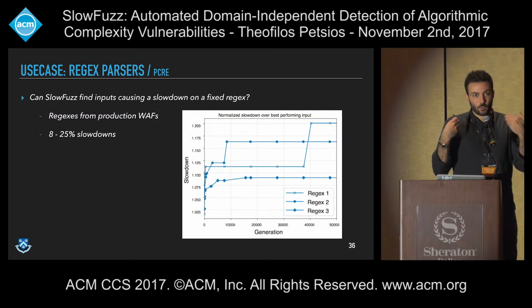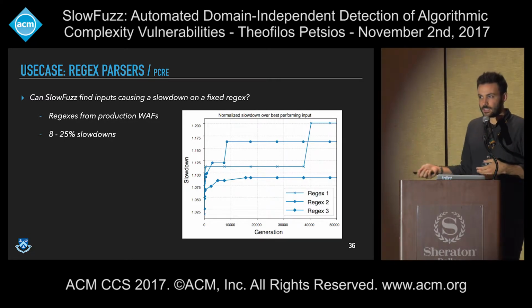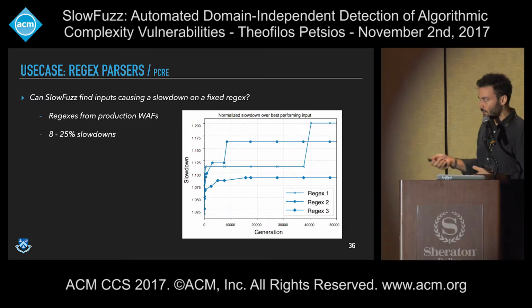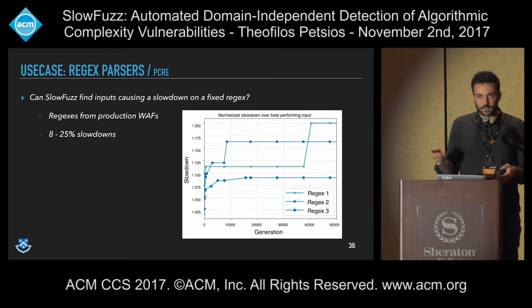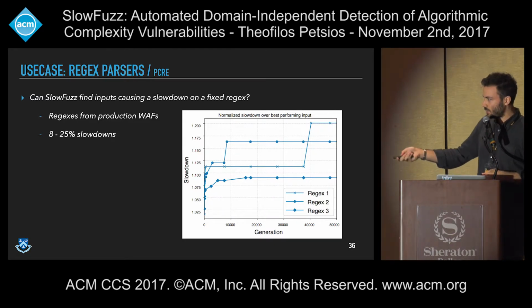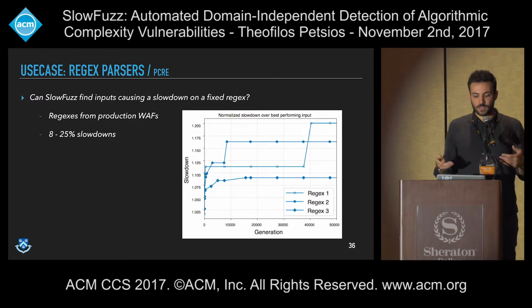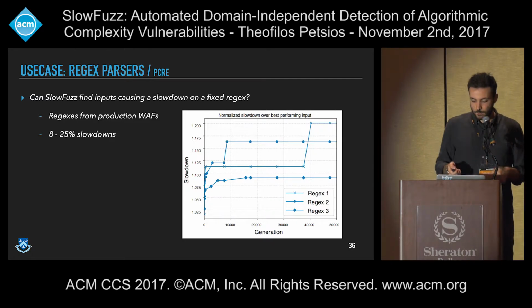So of course, one logical question is: what if we now have a certain fixed regex, and we want to find an input that triggers a slowdown? For that, we harvested regexes from deployed web application firewalls. These are regexes that are not supposed to suffer from slowdowns, especially exponential or quadratic slowdowns. And we show that we can find slowdowns from 8 to 25%, and there are different patterns where you can see this increase occurring. So again, even in state-of-the-art libraries like PCRE and regexes that are deployed in the wild, we can get slowdowns.